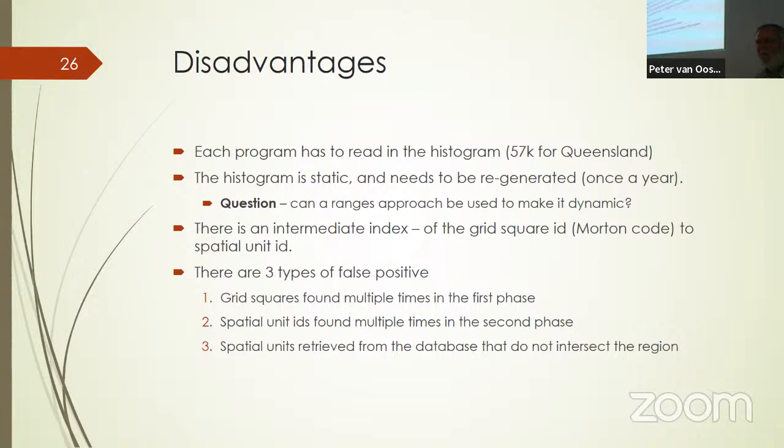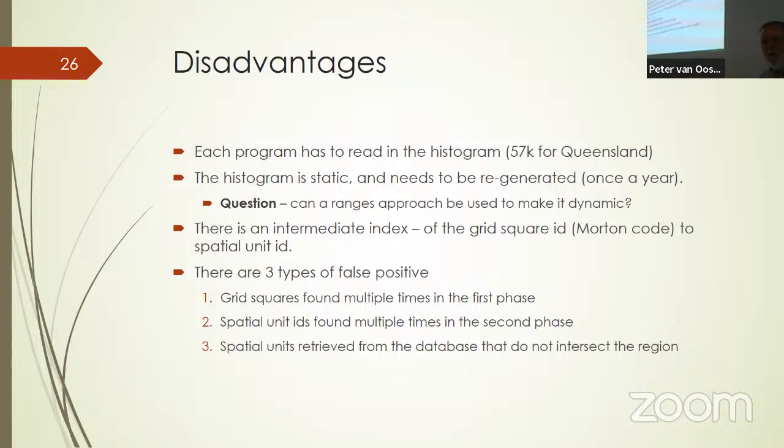So you can get the disadvantage: the program has to read the histogram file, but for the whole of Queensland, about 4 million parcels, it was 57K, so that's not a great problem. The histogram is static. It has to be regenerated. It turned out to be very insensitive to how old the index was, because the regions don't change from country regions to city overnight. And if you finish up with hundreds of parcels where you expected 30, it still doesn't slow down too badly. So it turned out, just by trial and error, that once a year was plenty to redo it.